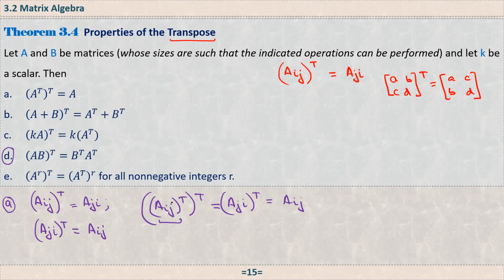Actually, that is true for every possible value of i and j, right? When i equals 1 or 2, depending on the number of rows of matrix A, and the number of columns of matrix A. So for every possible value of ij, that's true. Now if you generalize this, since it is true for every value of i and j, then A transpose transpose is equal to just A. That is the proof of the first part.